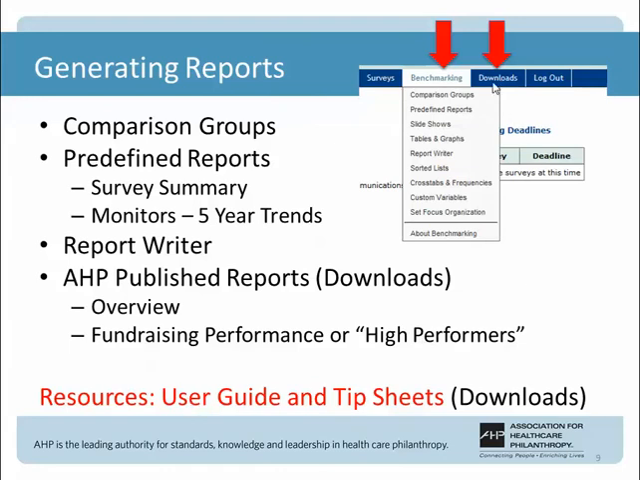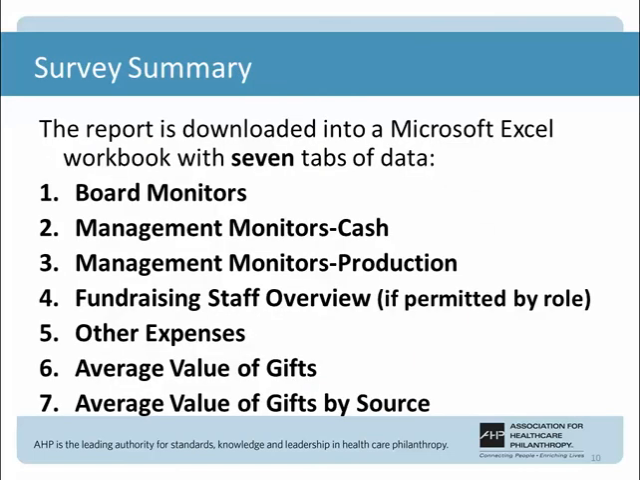You will want to download tips in the user guide for step-by-step instructions on how to run these reports. Your survey summary report is simple to run. You choose the comparison group that you want to run your report on and the year. It will export the report to an Excel file with 7 tabs of data: your board monitors, your management monitors for cash and production, your fundraising staff overview if you're permitted to view that data, your expenses, your average value of gifts, and your average value of gifts by source.